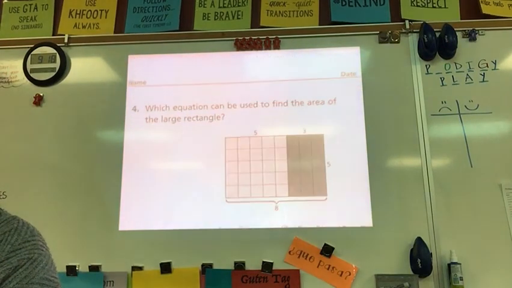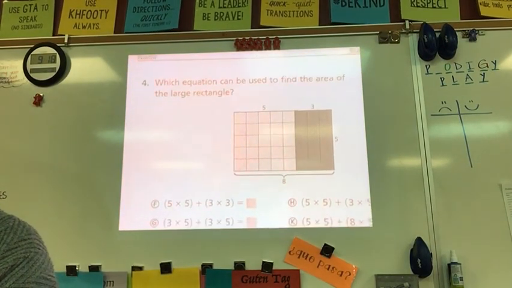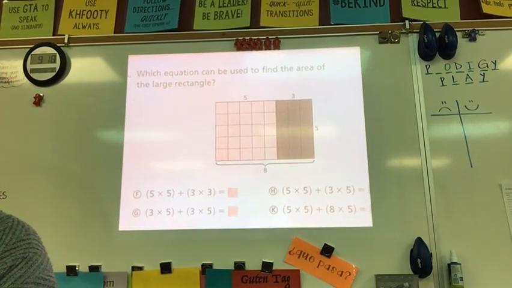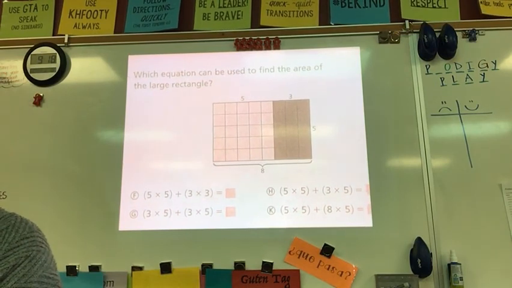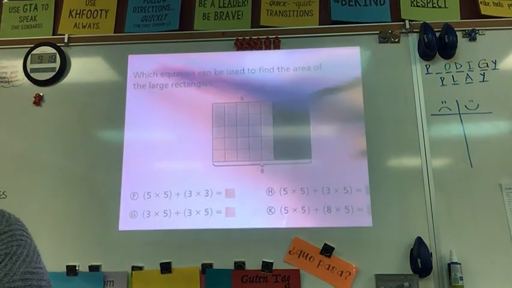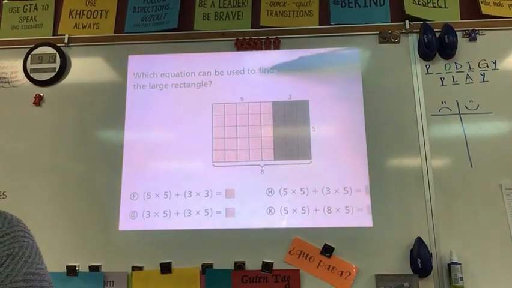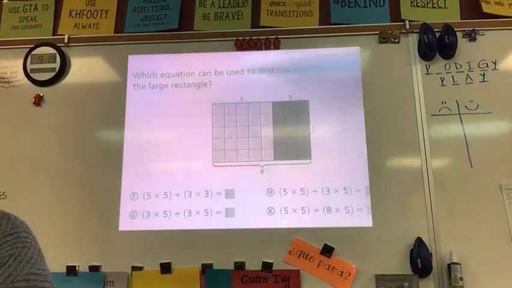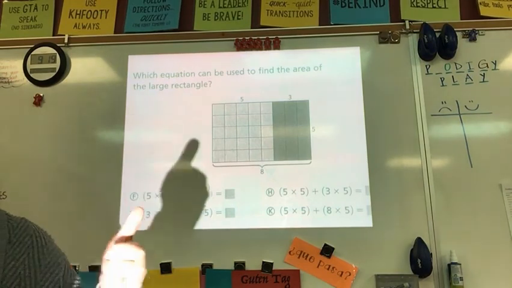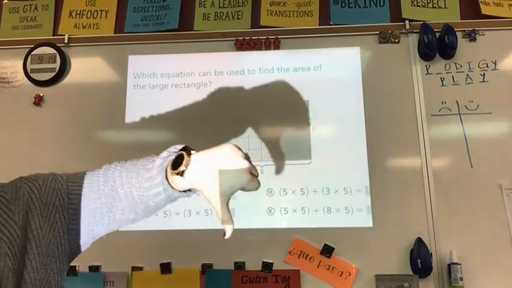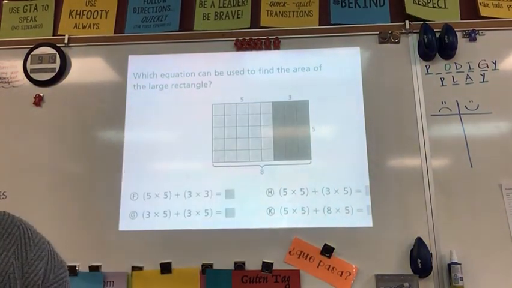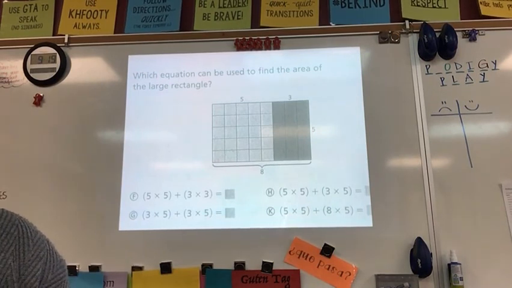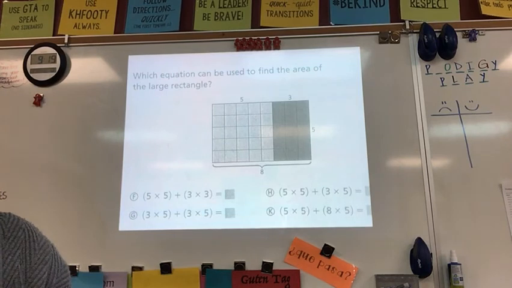Alright, here's another area problem. We have not done these in a while, so this is something we're probably going to be practicing tomorrow for workshop. Which equation can be used to find the area of the large rectangle? Thumbs up if you remember these ones. How do we use equations to solve these? I'm seeing some sideways thumbs, some very adamant thumbs down, and some thumbs up.